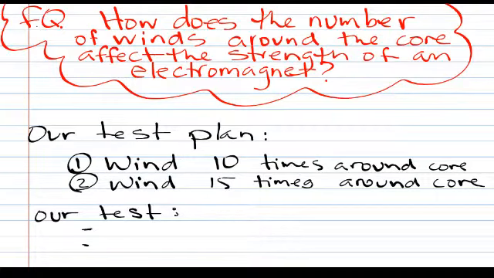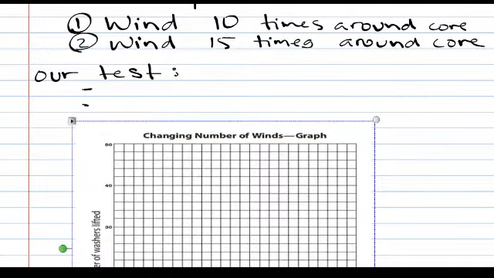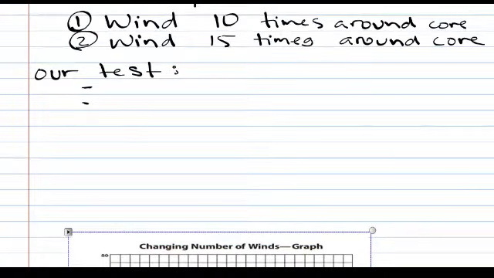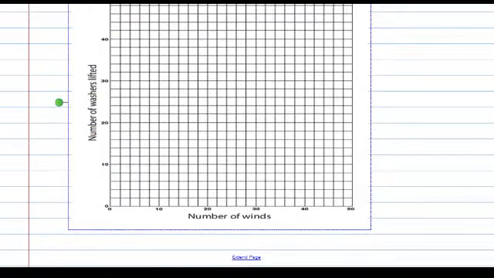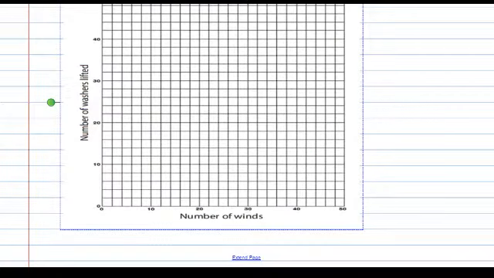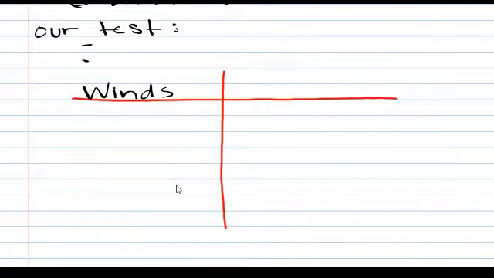We're going to create a table. So in your notebook, go ahead and create a table. This table is going to represent the number of winds that we're going to do. In my table, I'm going to create a T-chart. This T-chart is going to represent winds of the coil and washers.